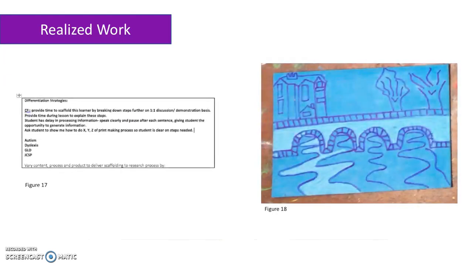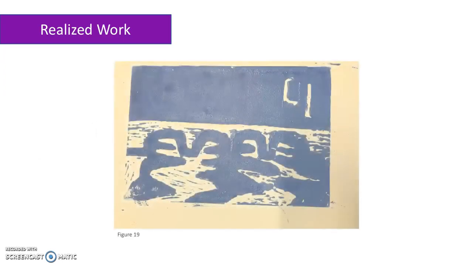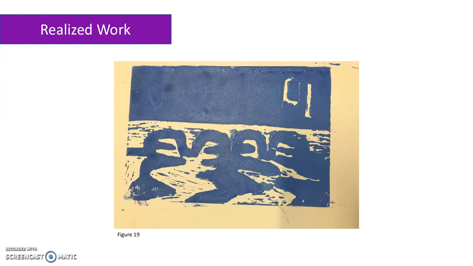This is a sample extract from the differentiation stage of my lesson plan. On the left is a sample of the lino cutting by the student. While the student cut lino, I checked in on him frequently, as he tends to zone out. During this activity, he was also supported by his SNA.